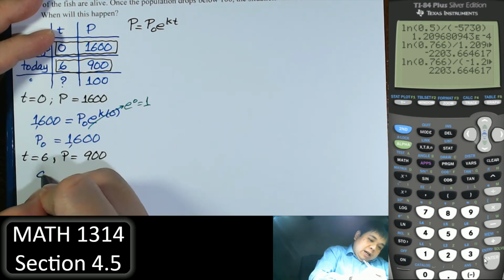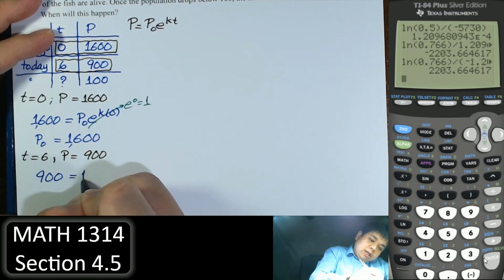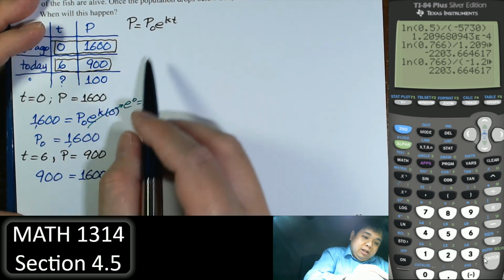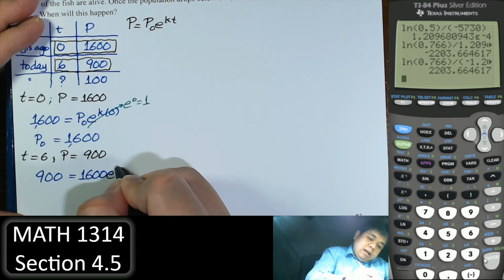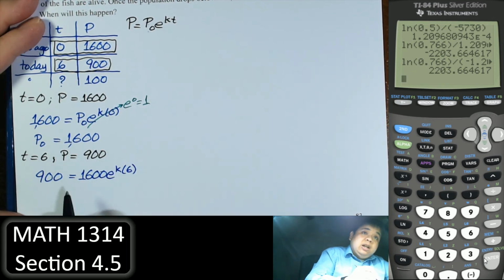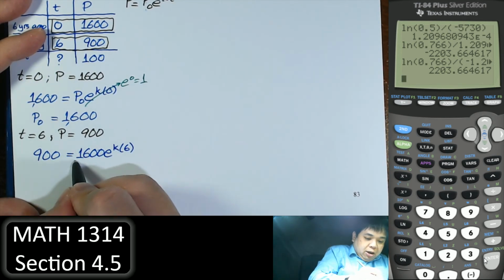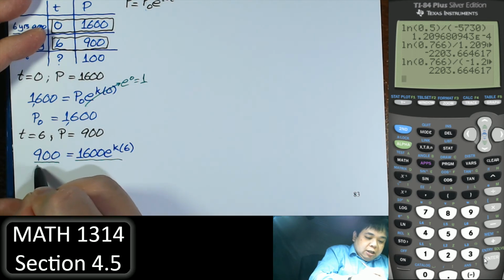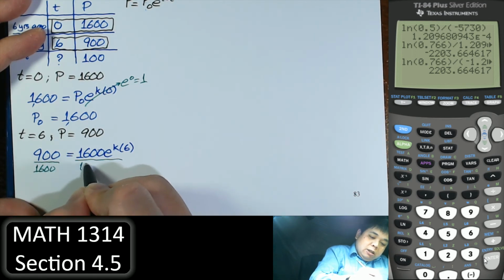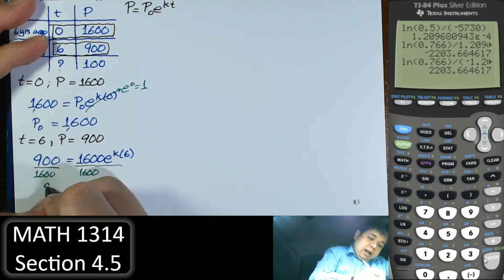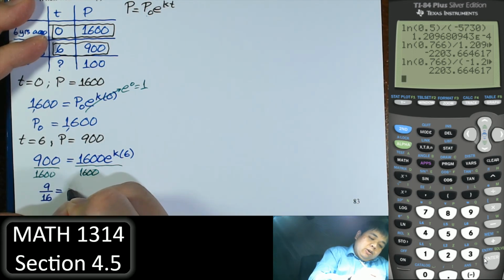So the same formula, 900 equal to 1600, because that's what P naught is, times e to the k times 6, we know it's going to take 6 years to drop down from 1600 to 900. Here I can divide by 1600 on both sides. So that gives us 9 over 16 equal to e to the 6k.